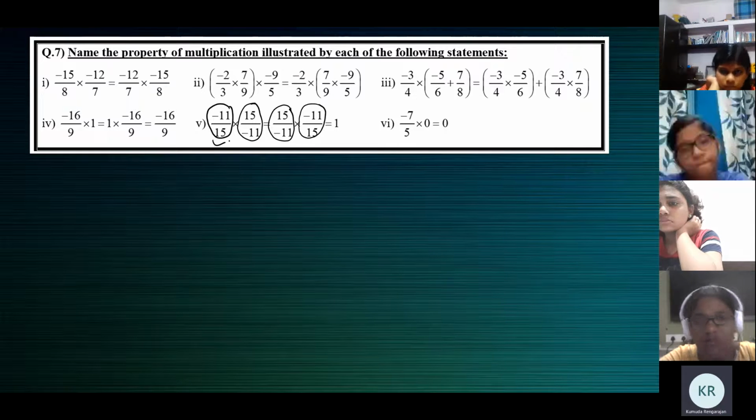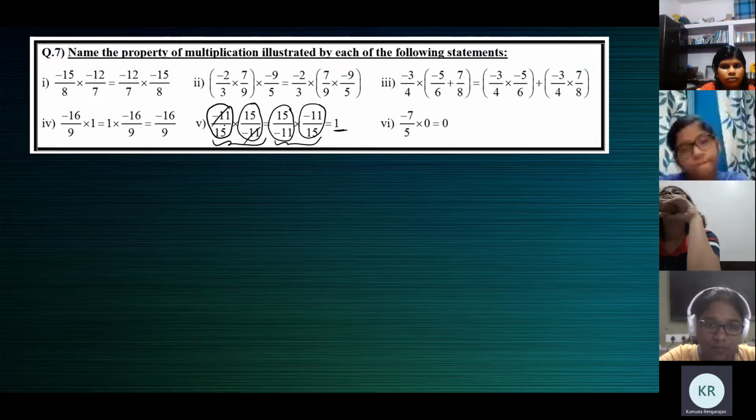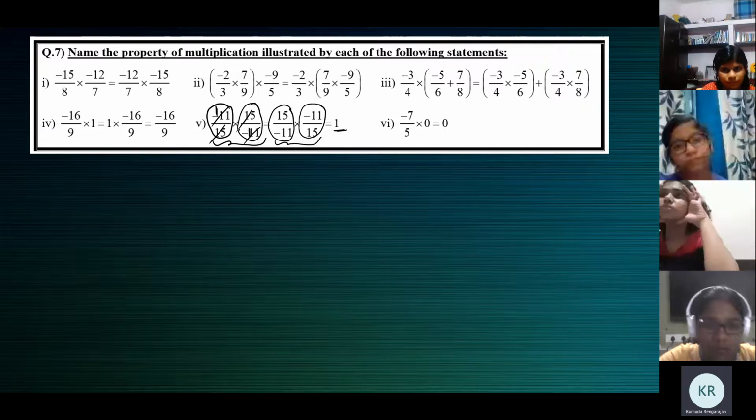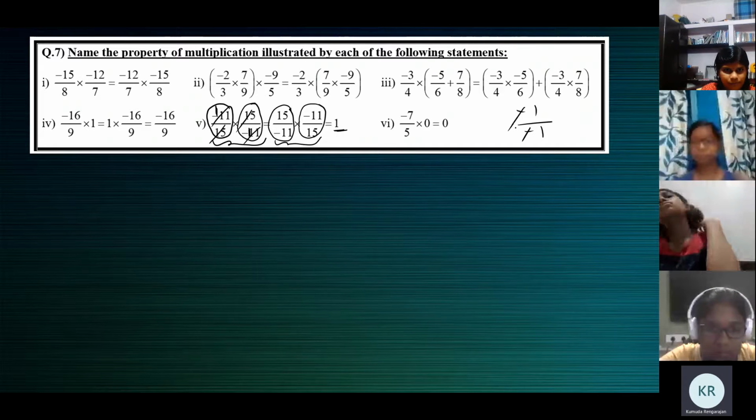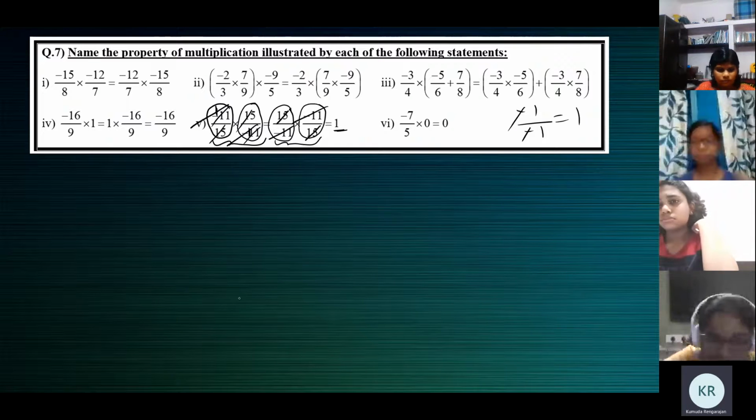In both these cases, the answer is 1. Because 11 gets cancelled, 15 gets cancelled, and minus 1 into minus 1. In the numerator, you have minus 1, in the denominator, you have minus 1. 1 and 1 cancel, the answer is 1. Here also 15 and 15 will get cancelled. Or you can say minus 11 and minus 11 get cancelled. So the answer is 1. Here also you can say minus 11 gets cancelled. The answer is 1.